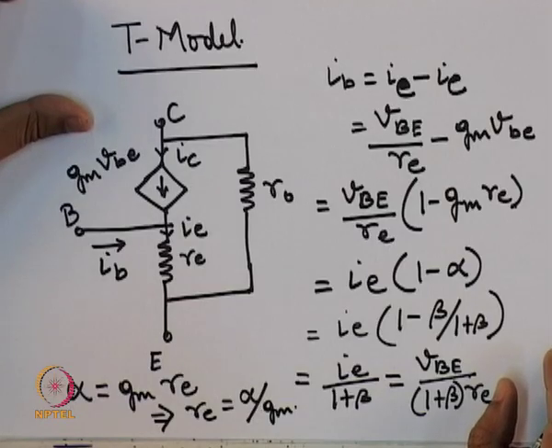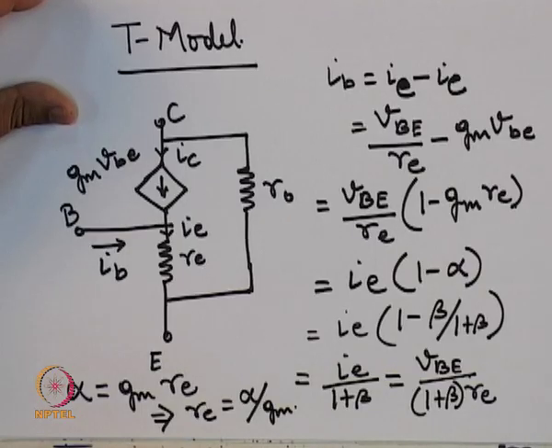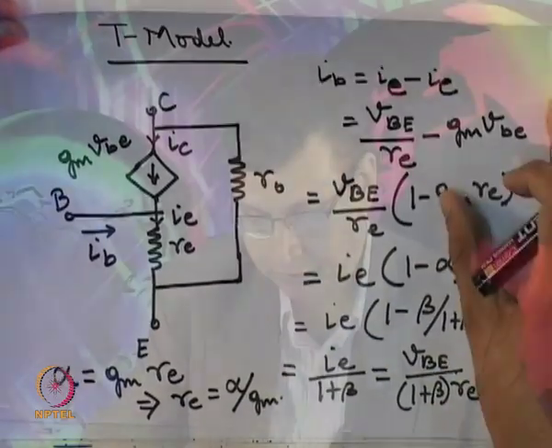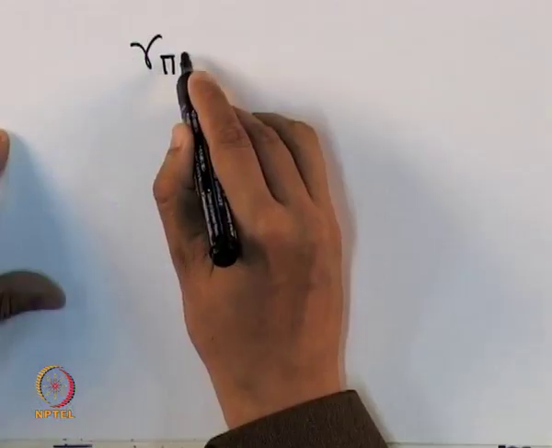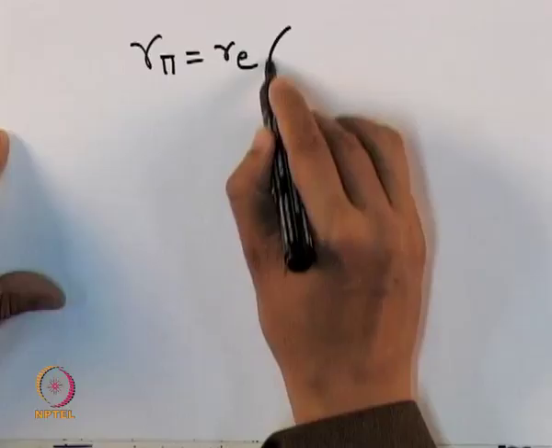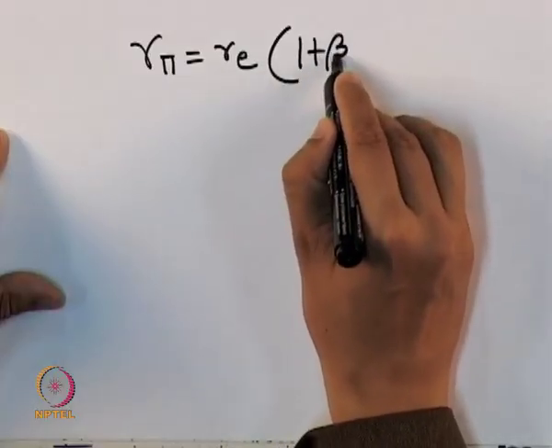Now, comparing the values of R e and R pi that I had defined for the previous model, we can obtain a relation, which I leave for you as an assignment to find out, that R pi will be equal to R e times 1 plus beta.